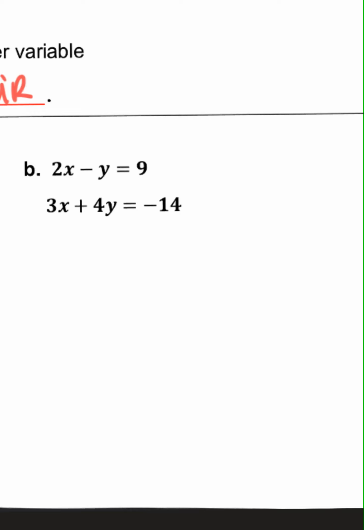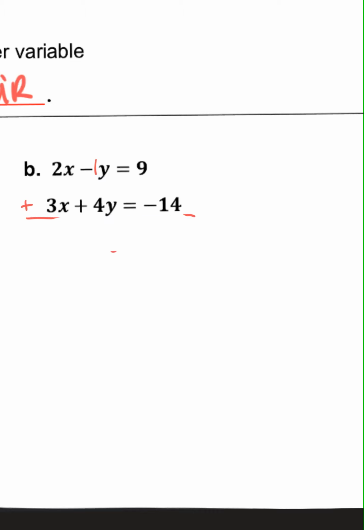Okay, moving on to letter B. If I were to add these two together, I would say 2x plus 3x is 5x, and negative 1y plus 4y is 3y. Nothing cancels out, and that's a problem.